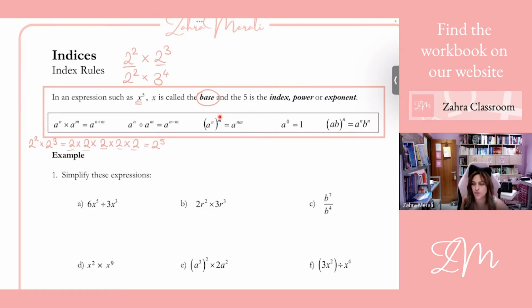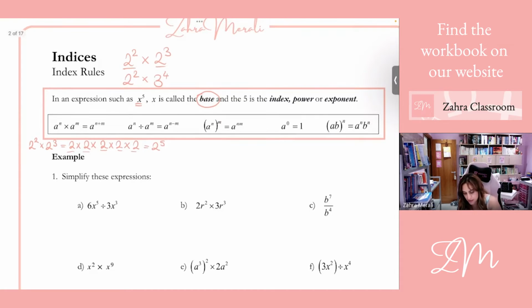Now, if I've got something to the power of something, I'm multiplying. So this is like saying 2 squared all cubed. That means I've got 3 lots of 2 squareds. And each of the 2 squareds is 2 times 2. So I get 3 times 2, which is 6. Okay, so these are the first set of rules we're looking at. Anything to the power of 0 is always 1. And the last one is just splitting it out. So you could have 2 things to the power of something. You can split them out separately.